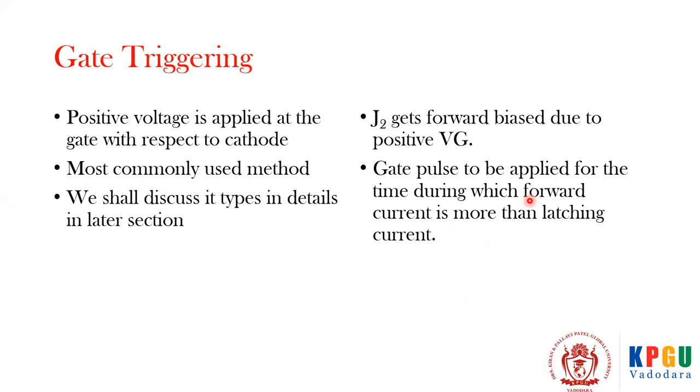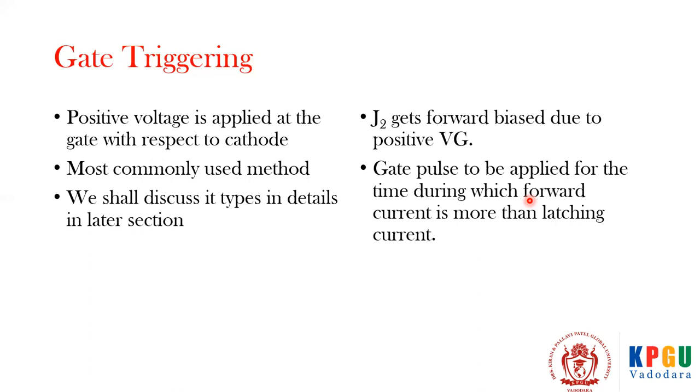That is, anode should be positive, cathode should be negative. And with the gate pulse, the junction J2 breaks, forward current starts, and when the forward current is more than the latching current, the SCR is turned on. The time required for this whole process to complete is called the turn on time of the SCR, and the gate pulse duration must be more than the turn on time of the SCR.